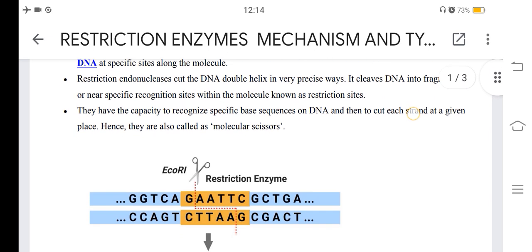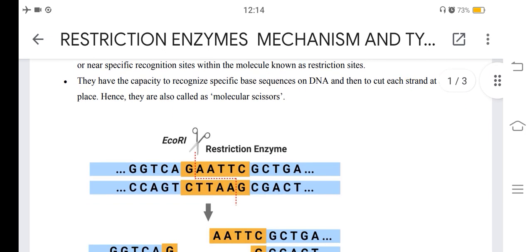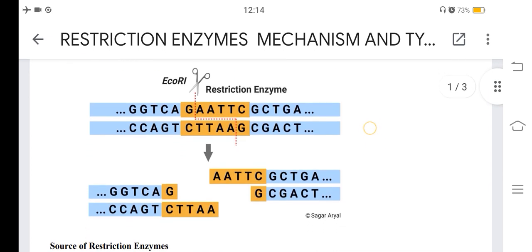They have the capacity to recognize specific base sequences on DNA and then to cut each strand at a given place. Hence, they are also called molecular scissors. EcoRI restriction enzyme is an example.